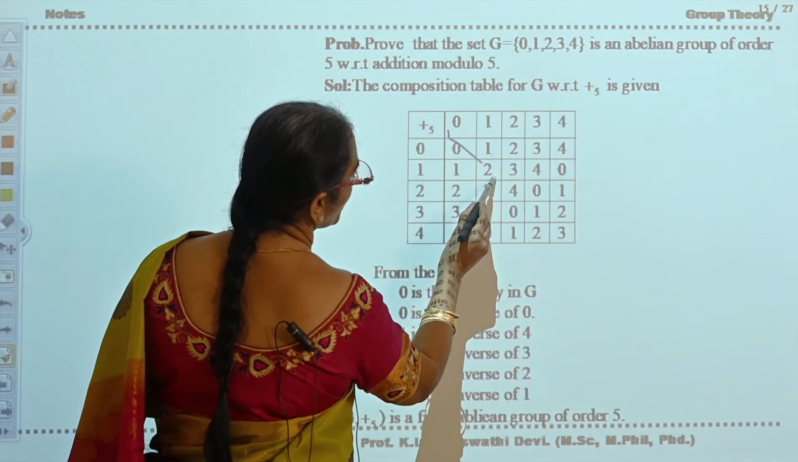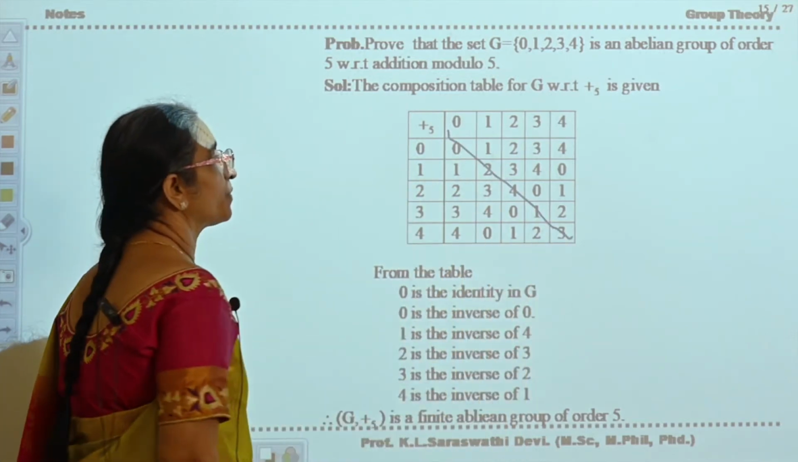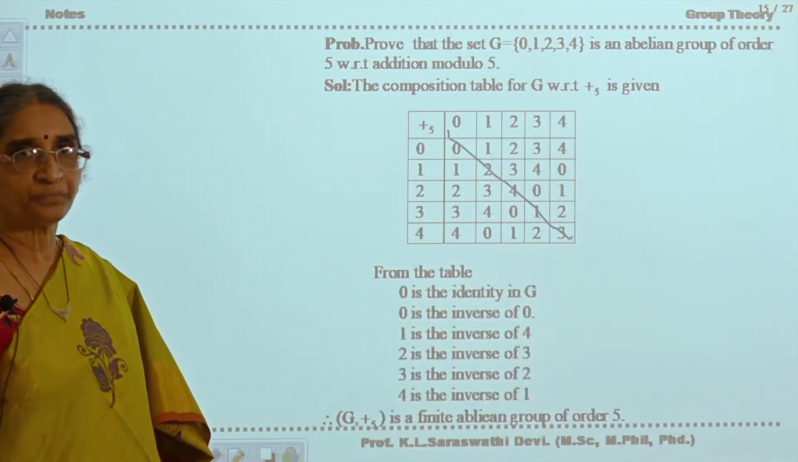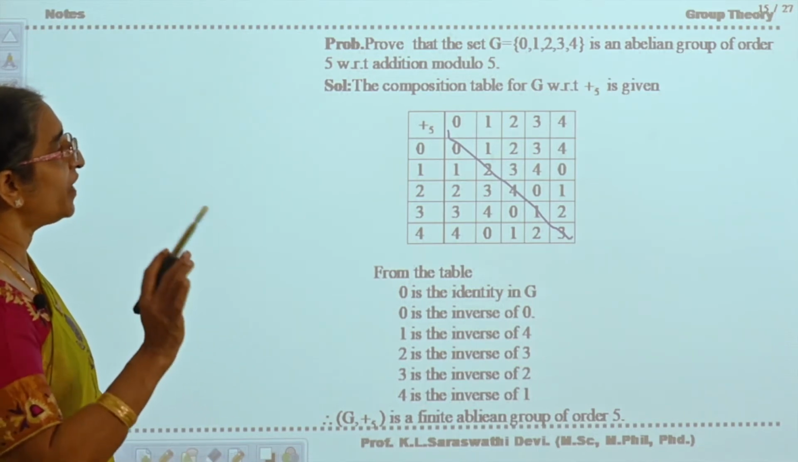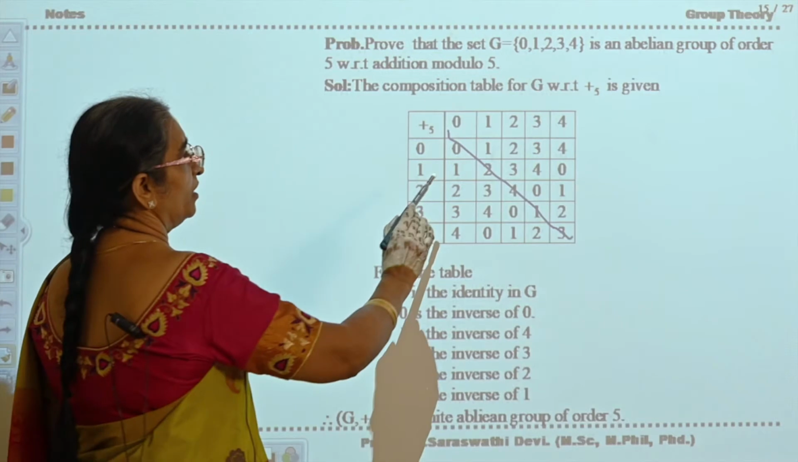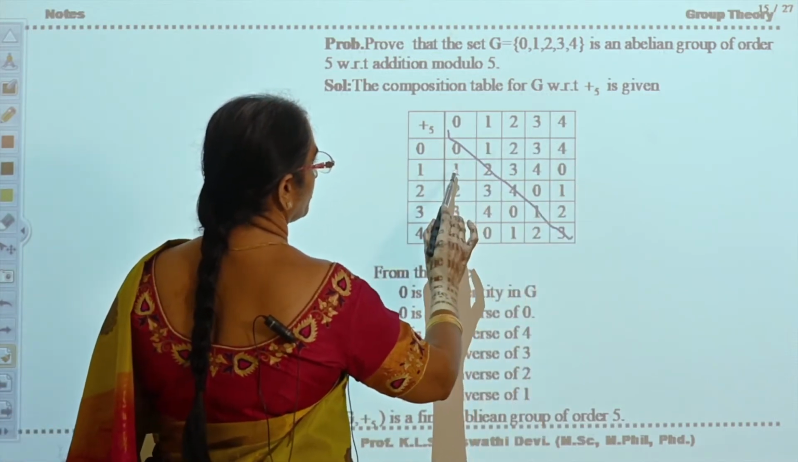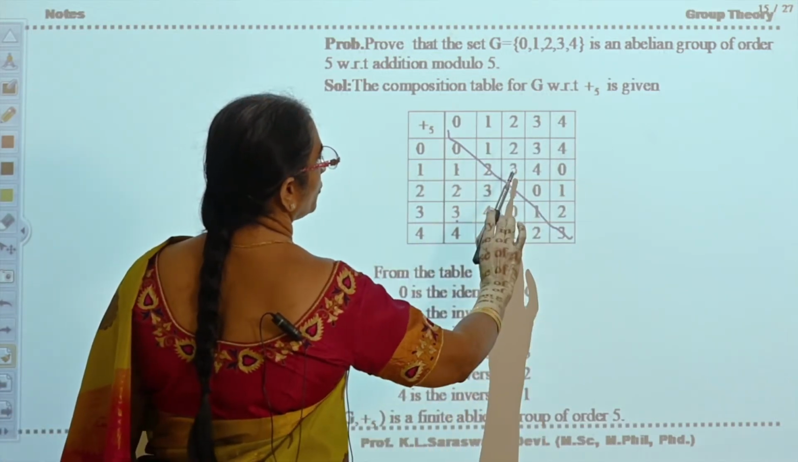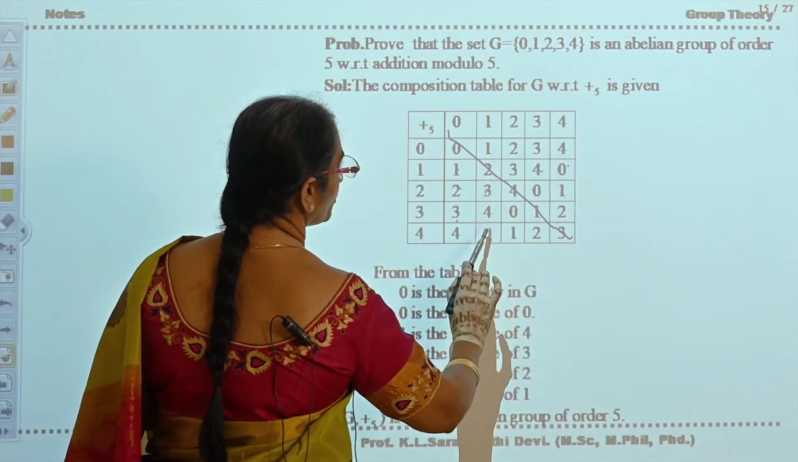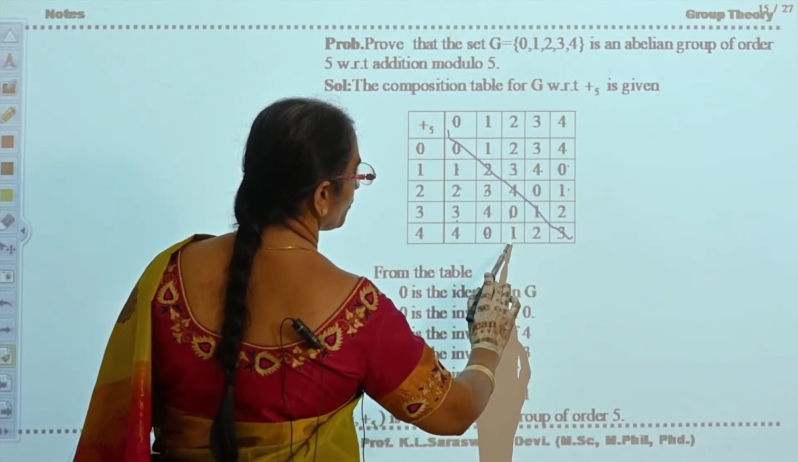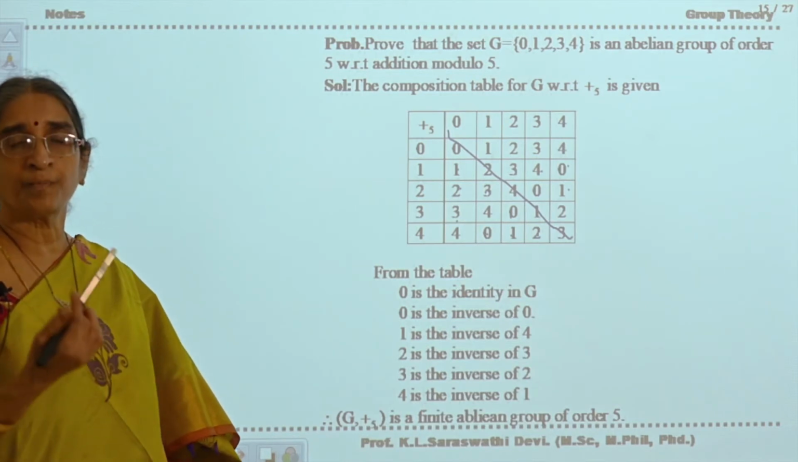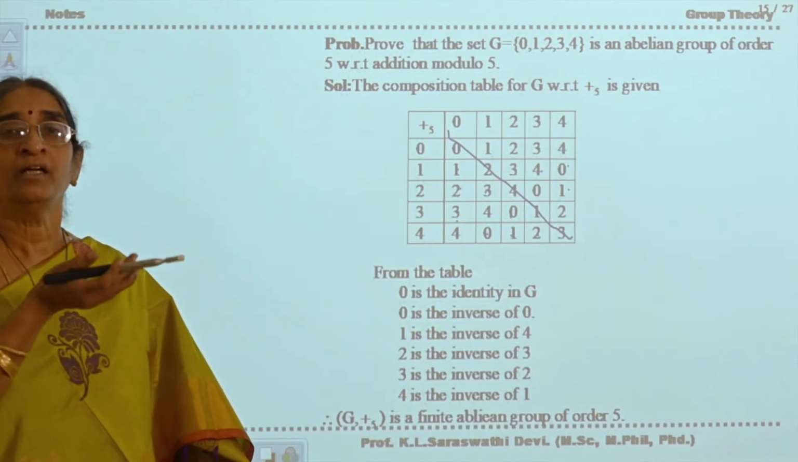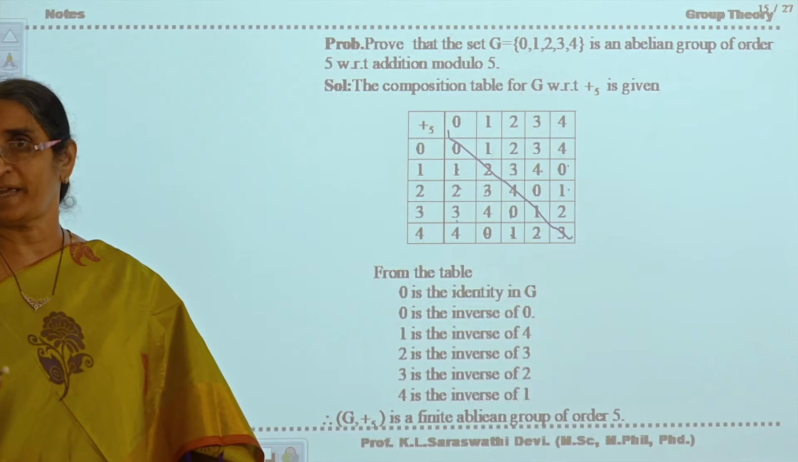Draw the principal diagonal. This is the principal diagonal. Since it is the principal diagonal, verify the column. See here. 1, 2, 3, 4. 1, 2, 3, 4. 3, 4, 0. 3, 4, 0. 0, 1. 0, 1. 2, 2. That means the elements are placed symmetrically with respect to the principal diagonal.